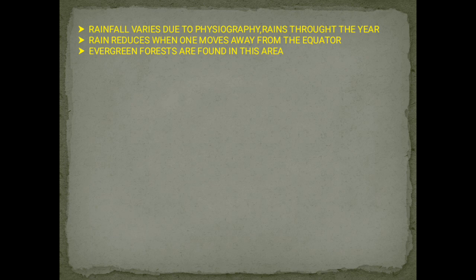Evergreen forests are found in the area where it rains throughout the year. In regions which receive rainfall only during certain seasons, the density of the vegetation reduces. Instead of forests, various types of grasses, short shrubs, thorny vegetation, etc. are found.